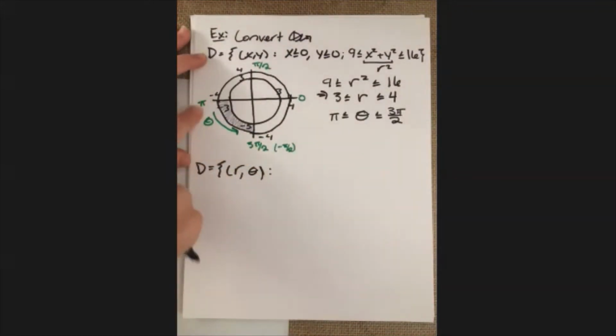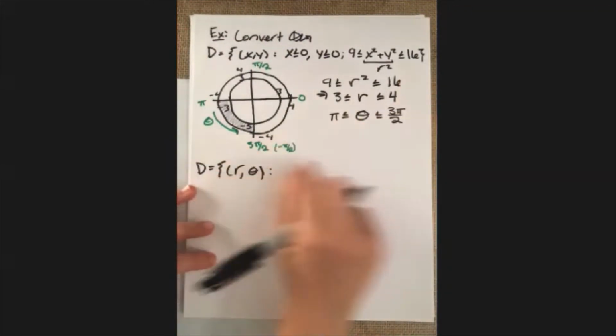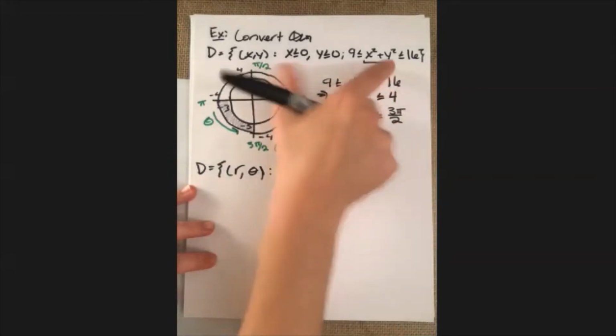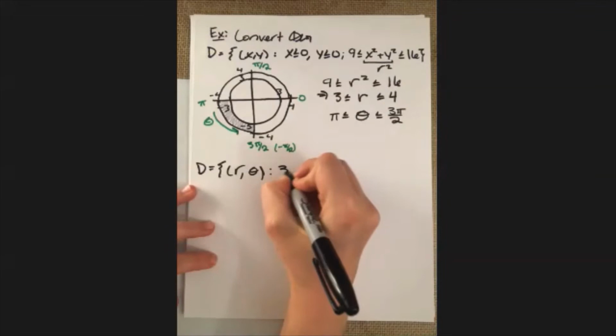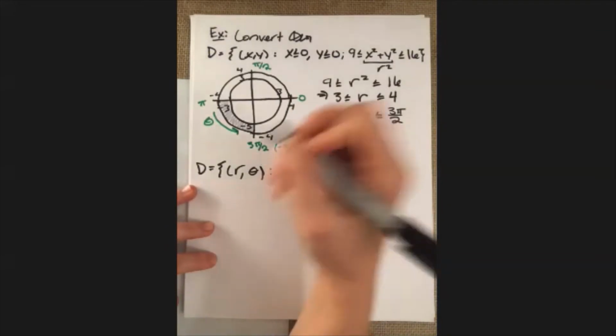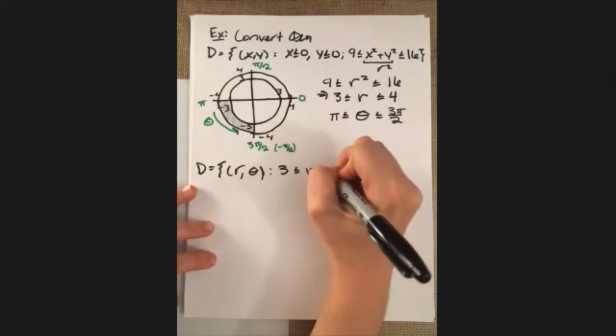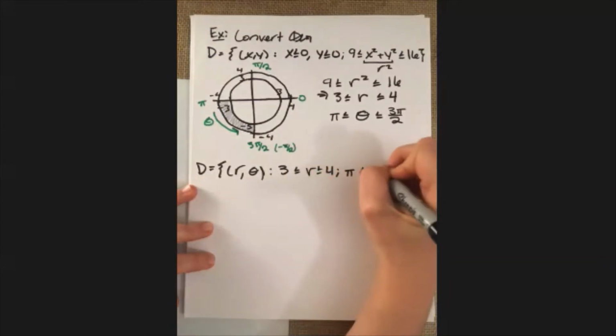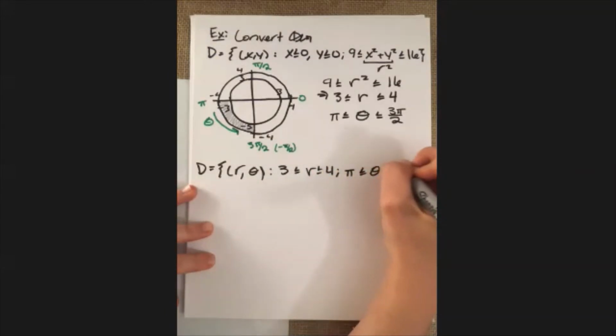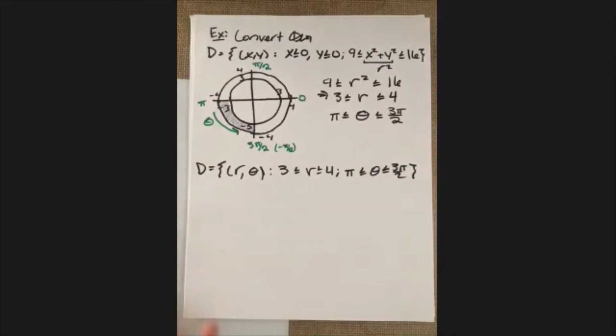So we're looking at this right here. Our domain, now we have adjusted this to have restrictions for r and theta, and we have that r has to be greater than or equal to 3 and less than or equal to 4. And theta has to be between pi and 3 pi over 2, just like so. And that's pretty much all there is to it for the polar coordinates.